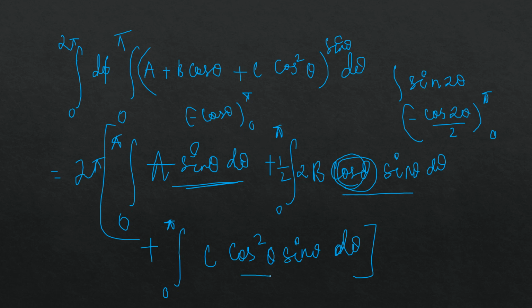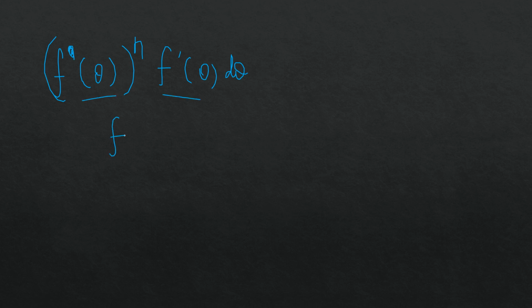Now the last one. This is cos square theta into sine theta. The derivative of cos is minus sine, right? So I can multiply a sine here and write a sine here. Derivative of cos theta is minus sine theta, which is present. See the integration rule: f(θ) to the power n, f'(θ) dθ, if the function and its derivative are there, then it becomes f(θ) to the power n plus 1 divided by n plus 1.